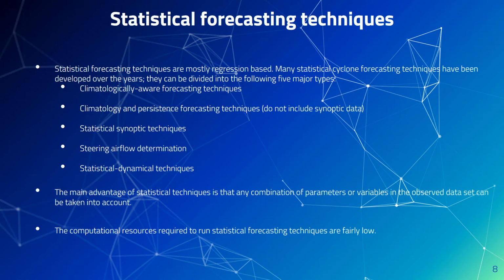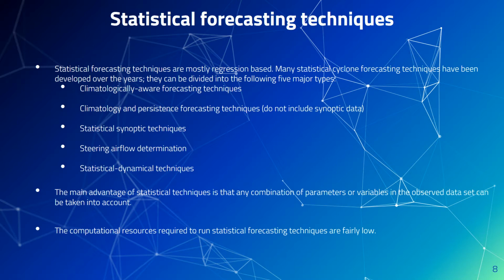The second method is statistical forecasting techniques. The statistical forecasting techniques are mostly regression based. Many statistical cyclone forecasting techniques have been developed over the years. They can be divided into the following five major types. The first one is climatologically aware forecasting techniques, climatology and persistent forecasting techniques, the statistical synoptic techniques, steering airflow determination, statistical dynamical techniques.